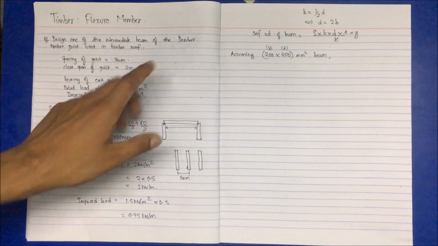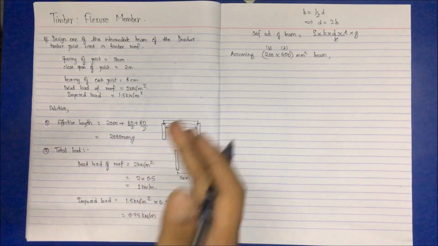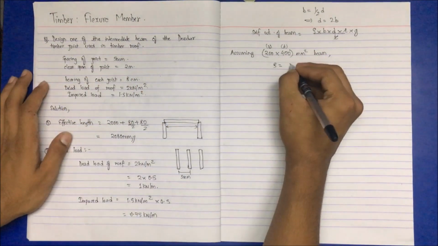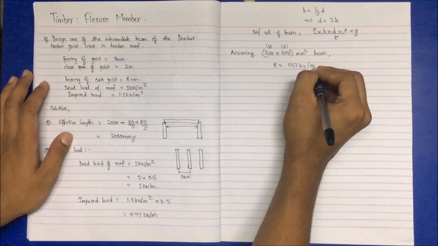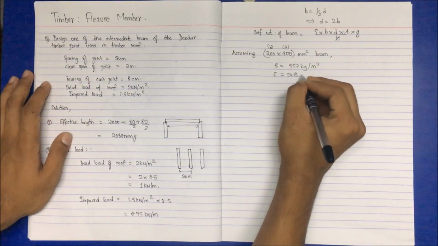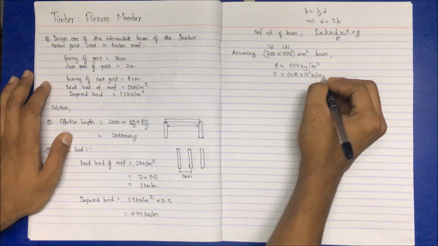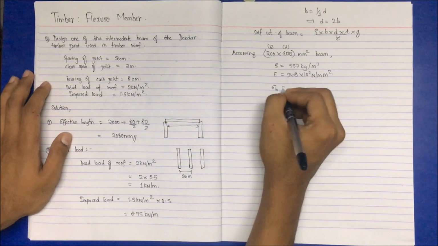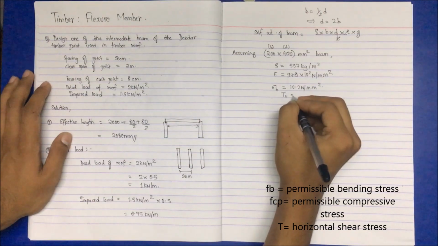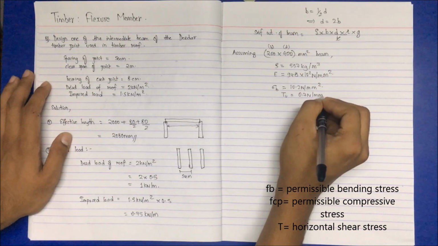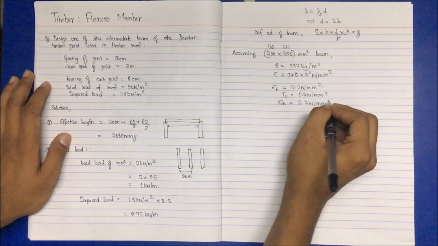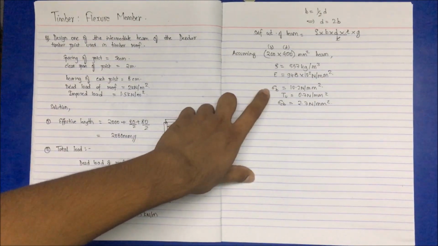For deodar, in the table you can find the details of the deodar. So weight of the deodar, rho, is 557 kg per meter cube, and E, modulus of elasticity, is 94.8 multiplied by 10 to the power 2 Newton per mm square. Then 10.2 Newton per mm square, 0.7 Newton per mm square, and sigma CV is 2.7 Newton per mm square. These two are written as FB and FCB in the code book.